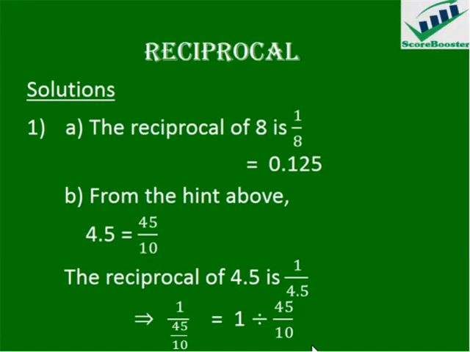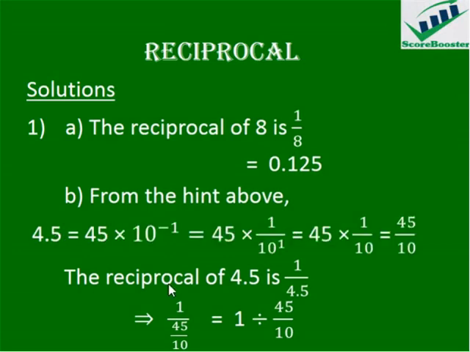So the second question says we should obtain the reciprocal of 4.5. 4.5 is a decimal. We can change it to its fractional form. So 4.5 is, we first write down 4 and 5 as the whole number, which is 45. So 4.5 will be what? 45. So this will be a whole number times what? How many numbers do we have after the decimal point? 1. That's why we have 10 raised to the power minus 1.